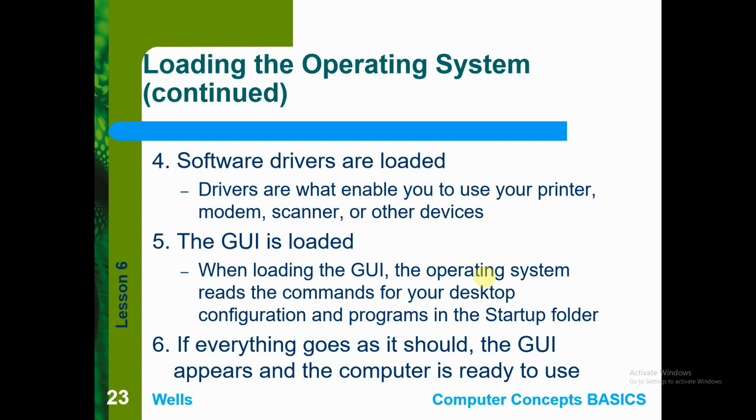The operating system reads the commands from your desktop, then goes to the desktop configuration and the programs in your startup menu. The startup folder can be set in the general settings of your computer, or you can search for it using the search function. If you click on the startup folder, you see the tabs or a list of programs that run during the startup of your computer.